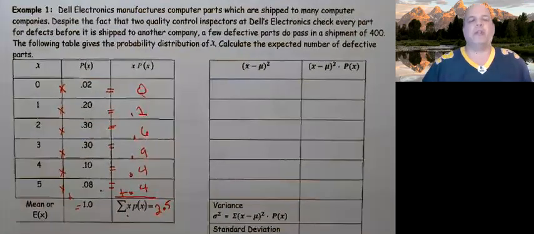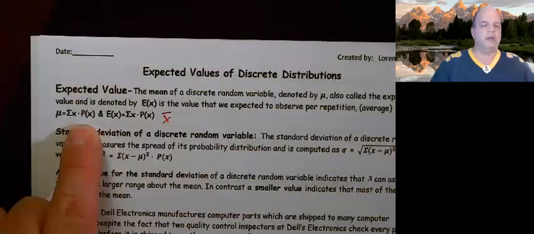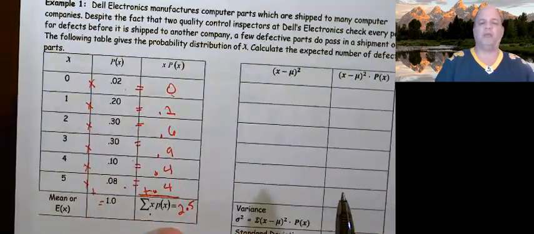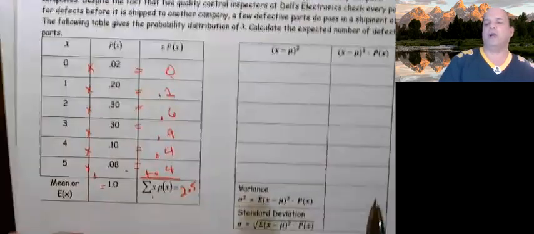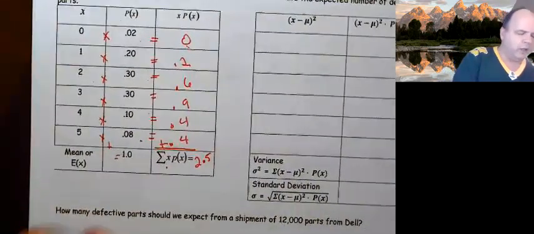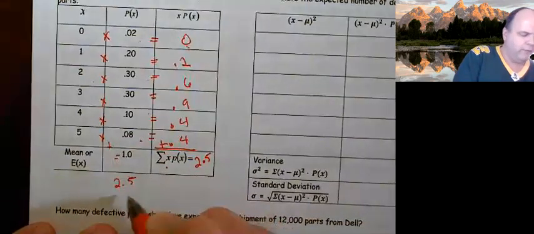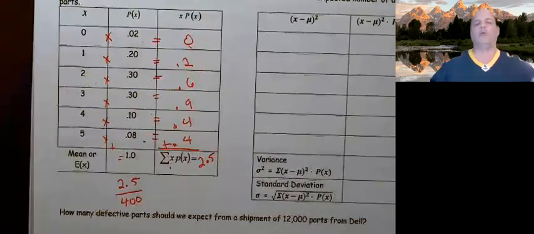And that's my answer. That's my expected value. So this scary formula up here just meant do all this work right here, none of which was really hard. Now that was 2.5 defects for every 400. So I'm going to write that down. You had 2.5 defective parts out of every 400. That's what we expect. So in the long run, or on average, that's how many we would expect.